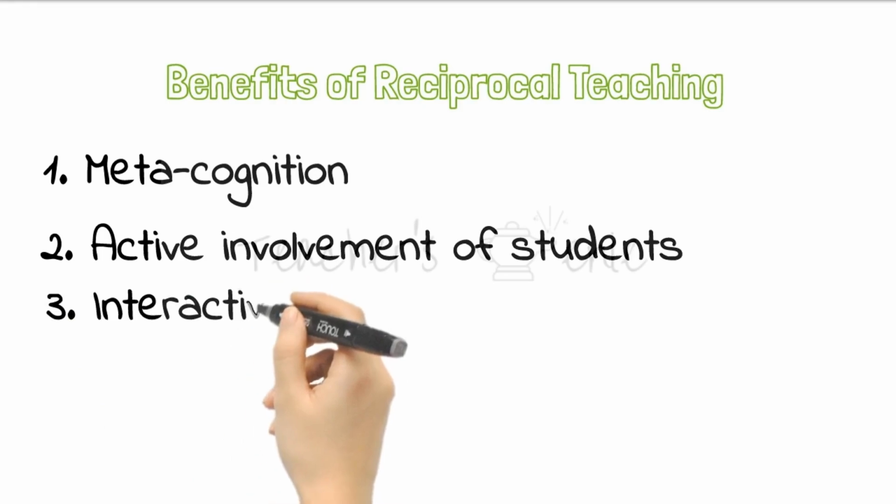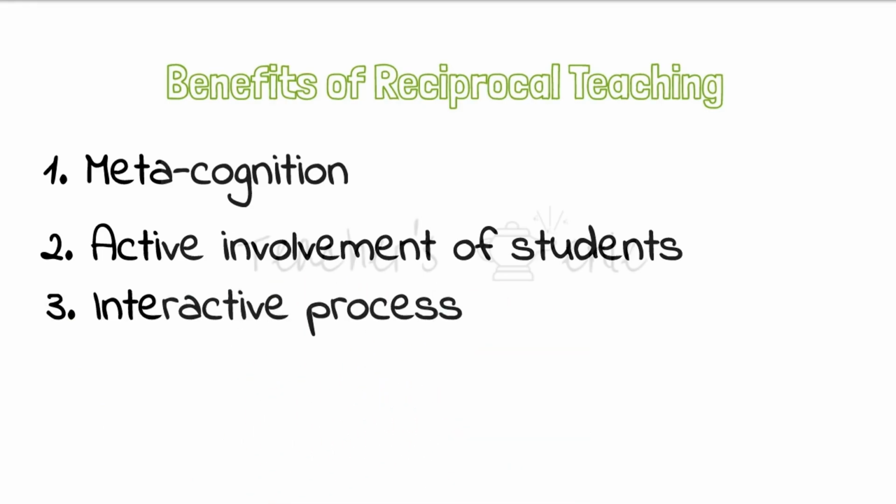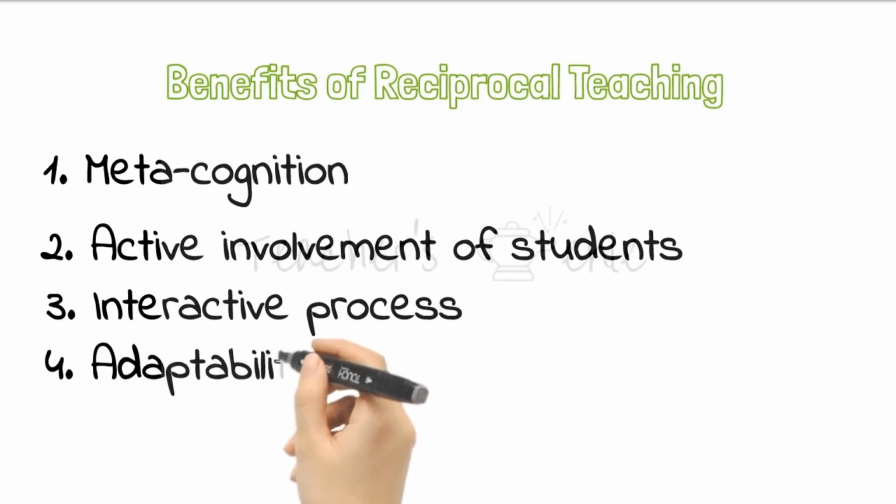Third is interactive process. This process is very interactive and it teaches students to ask questions during reading and helps make the text more comprehensible. Fourth one is adaptability. This process can be adapted for different content areas and for different grade levels.